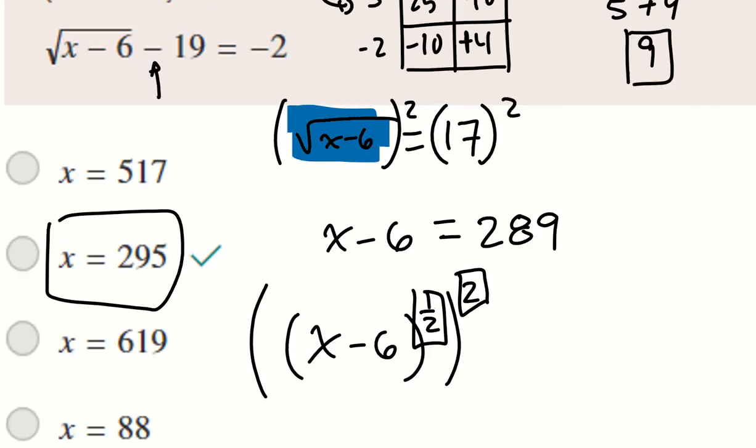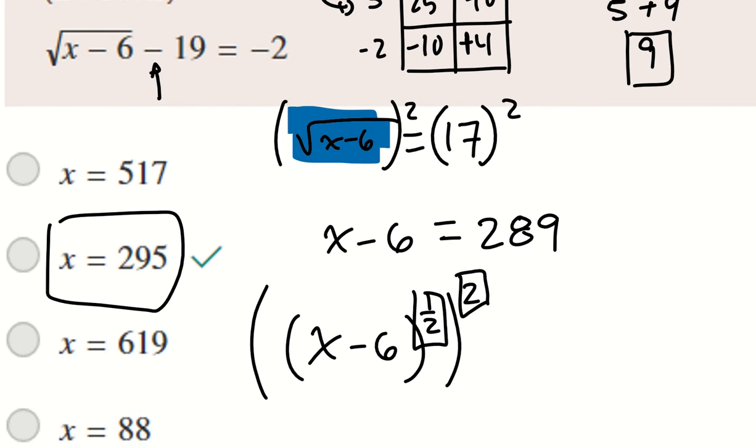And of course, if I plug that back in, it'll work perfectly well. 295 minus 6 is 289. I take the square root of 289 and I get 17, and 17 minus 19 is negative 2.